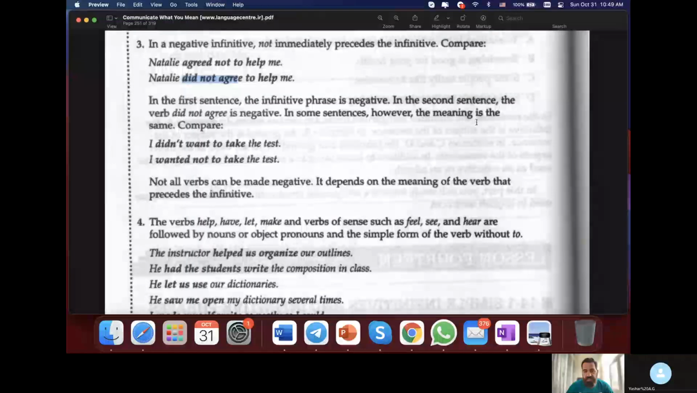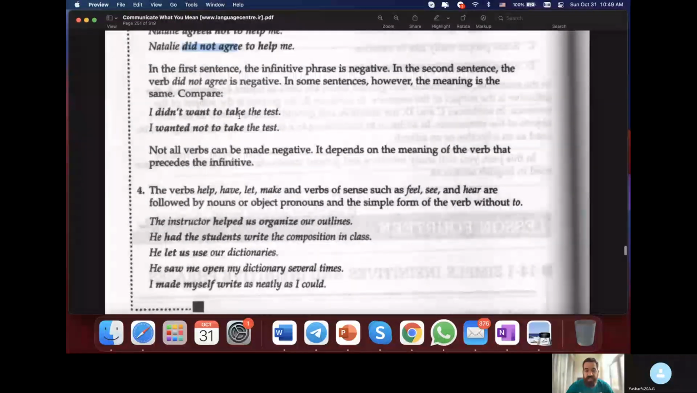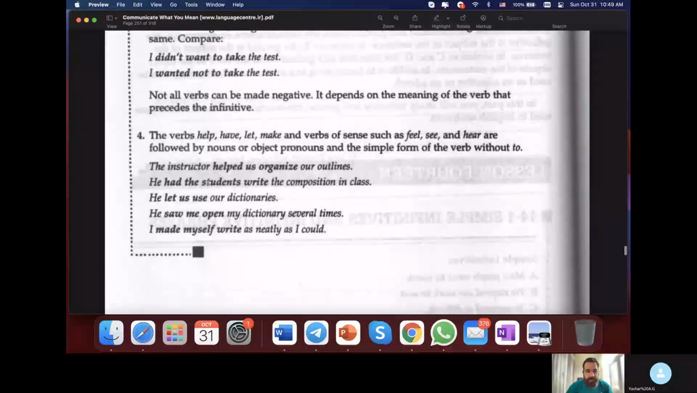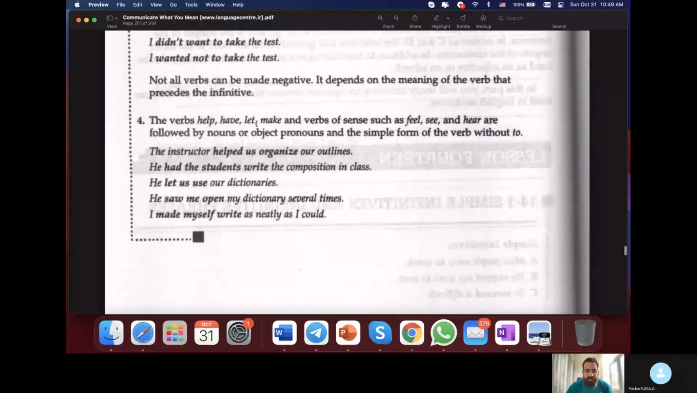In some sentences, however, the meaning is the same. Here we have that: I didn't want to take the rest. I wanted not to take the rest. So because this is the subject, both of them are "I." Not all verbs can be made negative. It depends on the meaning of the verb. The verbs help, have, let, make, and verbs of sense, such as feel, see, and hear, are followed by nouns or objects.